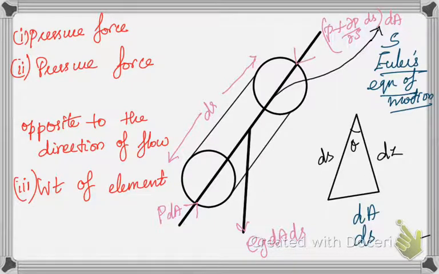This cylindrical element has a cross-sectional area of dA and a length of ds. The forces acting on the cylindrical element will be three forces, because as I have told earlier, we are going to take into consideration pressure forces as well as gravity forces. So the first force is the pressure force, PdA.